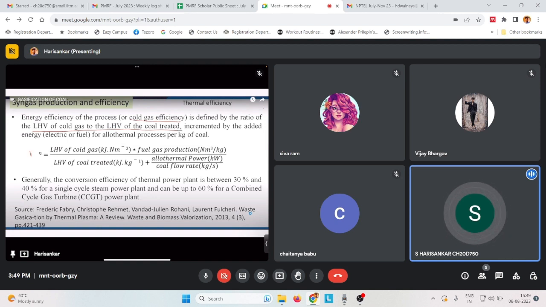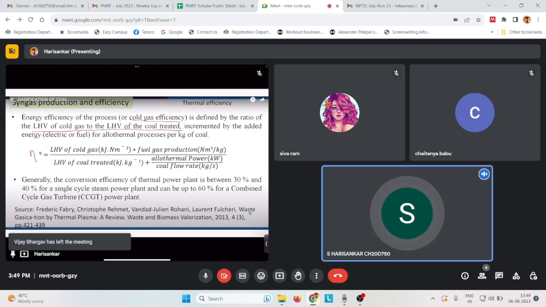So this is energy efficiency eta, which is basically the ratio of the product of the lower heating value of coal gas and the fuel gas production, to the lower heating value of coal treated, plus a term which includes the amount of electric energy or fuel energy that is being used per kg of coal. So this term takes into account the energy that is required for this process. Sometimes you can produce heat using electricity, or sometimes you'll be using some other fuel, for example wood, to produce energy. So this term takes that into account, and based on all these terms you can find the energy efficiency eta of the syngas production process.